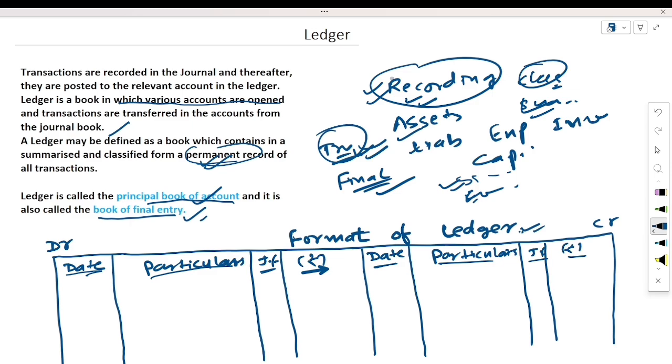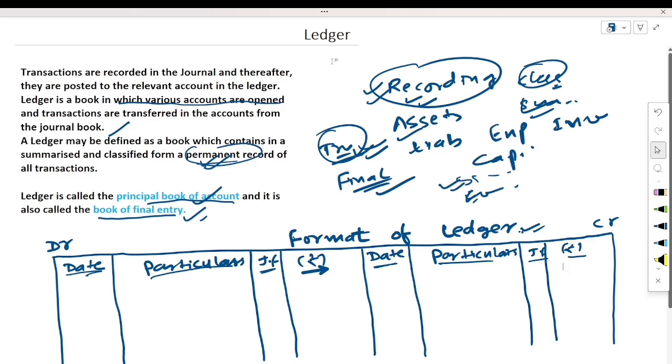So in ledger, there are a total of 8 columns. It may be asked in an objective question how many columns there are in the ledger book. So there are 8 columns, and the left hand side will be the debit side and the right hand side will be the credit side. Now we will understand how to transfer any journal entry into the ledger book.